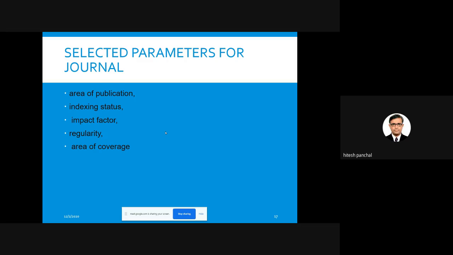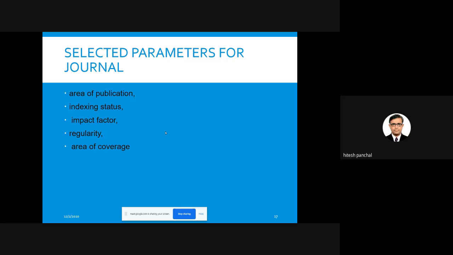So, so that you don't waste your time, because time is money, you must know about the area of publication. If your article is in the solar energy field, you have to choose journals which cover this area. Then the indexing status.